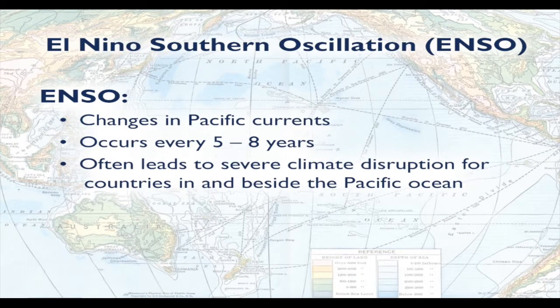So first off, this idea of El Nino southern oscillation, because some people hear El Nino years from time to time, or La Nina years, and what this really means is this is actually a change that occurs every 5 to 8 years. It's variable from season to season, and usually it changes the Pacific currents. And so this is a change in the heating of the Pacific Ocean. Change in that ocean temperature then leads to severe climate disruption in countries that are either in the Pacific Ocean, like the islands themselves, or around the Pacific Basin, around the Pacific Rim, so other countries.